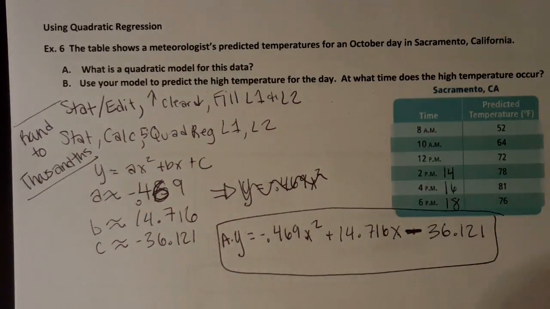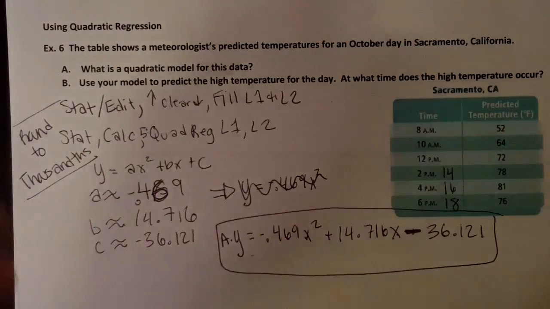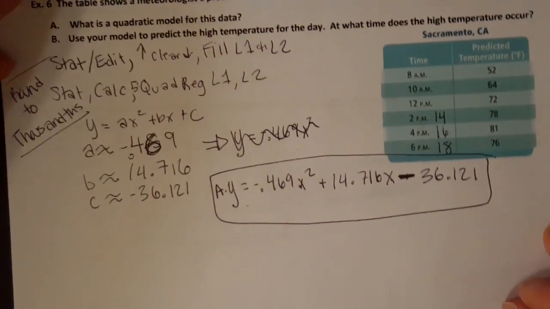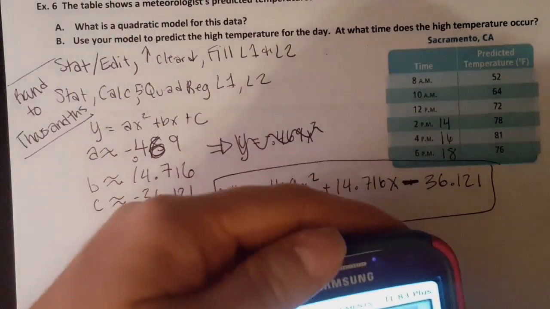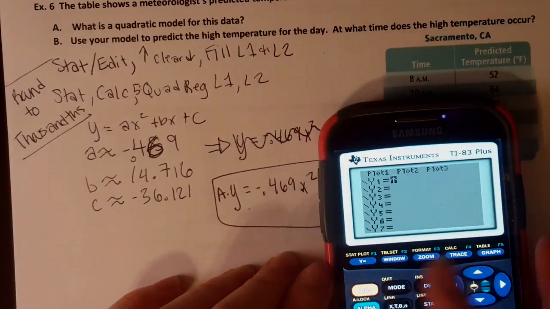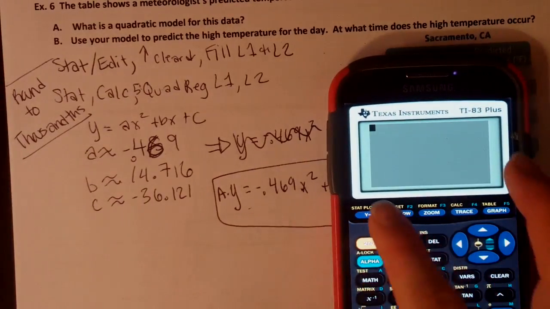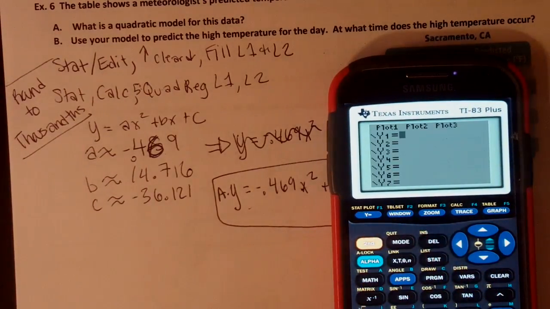Part B says use this model to predict the high temperature for the day. Okay, now what we could do is do axis of symmetry on this and then plug it in, but this is kind of awful by doing that by hand. So I'm going to teach you something else on your calculator. On your home screen, see above the second button, the very top left button, that's y equals, type y equals. This allows us to graph it, and then we can just find the maximum, because the maximum would be the highest temperature of the day.